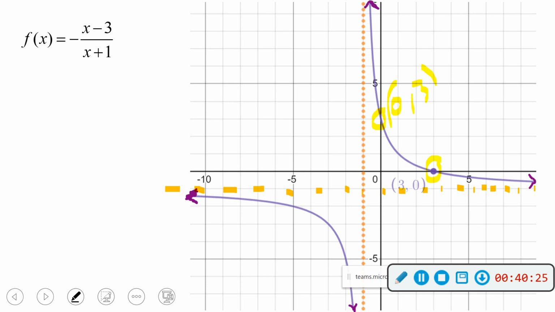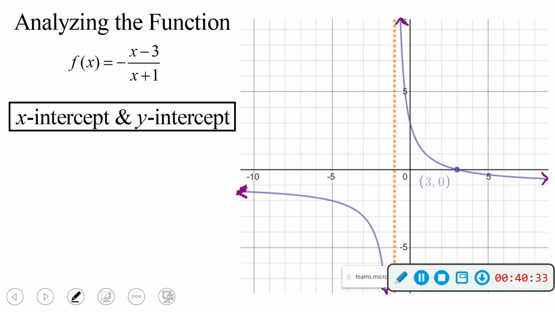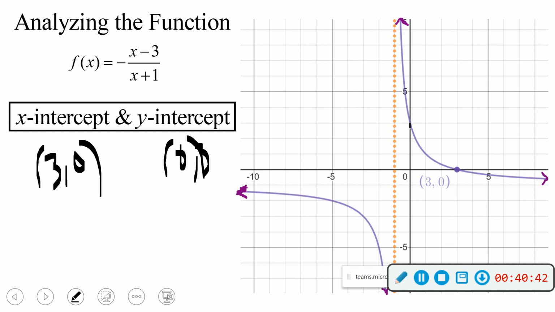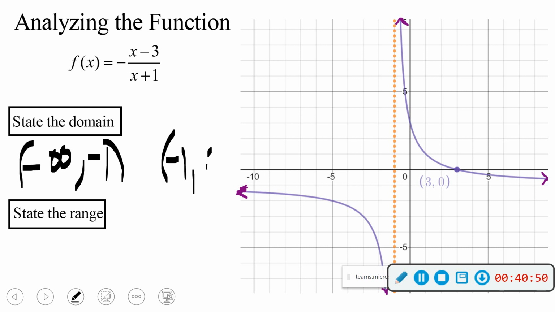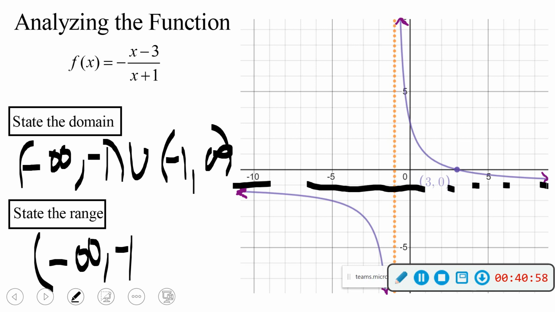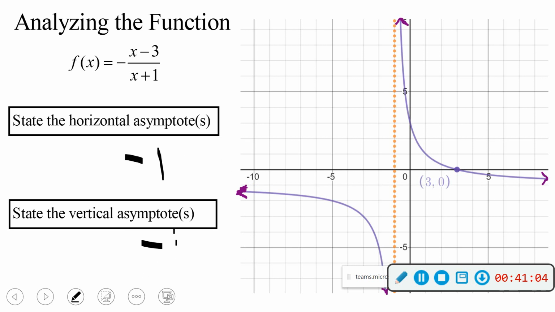And are the horizontal and the vertical asymptotes always going to be the same numbers? Like in this case, it's negative 1 for both? Nope, not true. That just happens to be a coincidence. So let's go through and analyze. We can see that we have 3, 0 and 0, 3, also just a coincidence that they happen to be flipped. And the domain comes from the far left, and it approaches negative 1, and then goes from negative 1 to infinity. Comes from the bottom, negative infinity, approaches negative 1, and then negative 1.